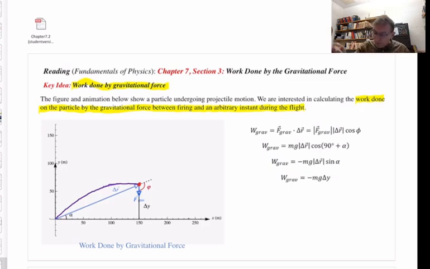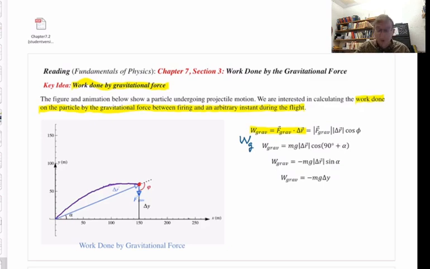Here we go. Work done by a constant force, in this case gravitational force, so I label it W-grav, or sometimes I'll label it just W-g. I think you get the idea. W-grav is F-grav dot delta r. Right? Scalar product of the force, F-grav, and the displacement. Let's make sure we're clear on those two vectors.